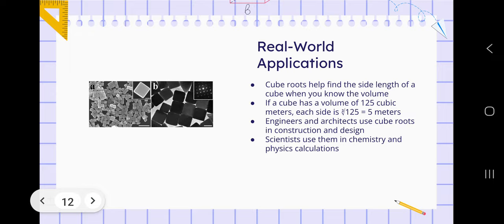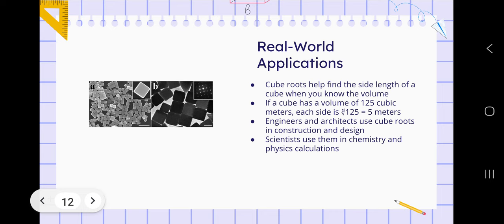Real-world applications. Cube roots help find the side length of a cube when you know the volume. If a cube has a volume of 125 cubic meters, each side is 5 meters. Engineers and architects use cube roots in construction and design. Scientists use them in chemistry and physics calculations.